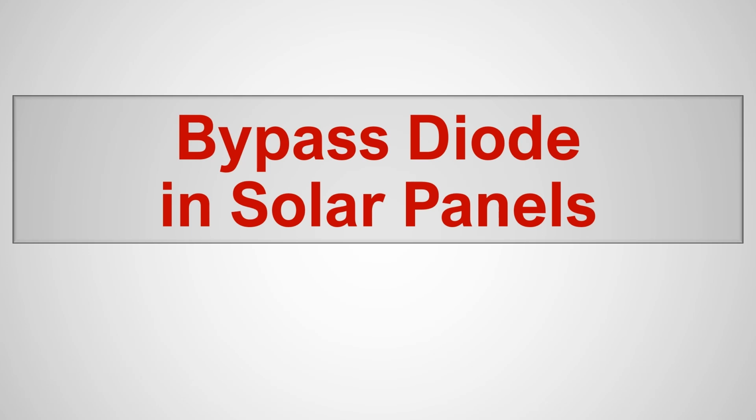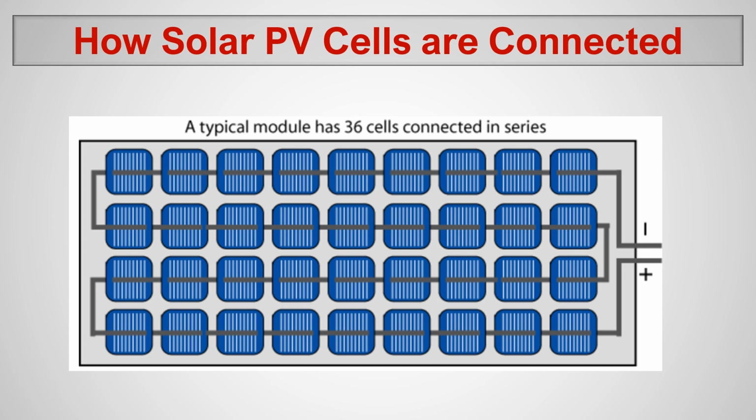Hello everyone. Today we are going to look at why we are using a bypass diode in solar panels. Last week we studied the impact of shading on solar panels. So today we are going to understand what measure we can take to avoid the shading. That is, we are using a bypass diode to avoid the shading. Let's go into the slides.